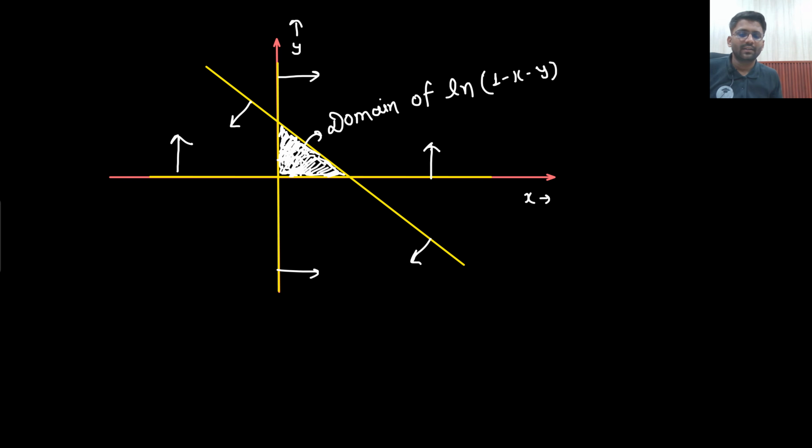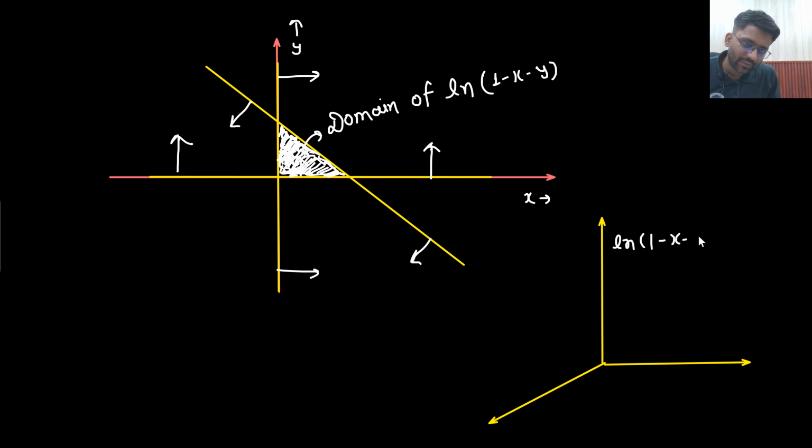What did you understand? That means, when you draw the graph of ln(1 minus x minus y), no?